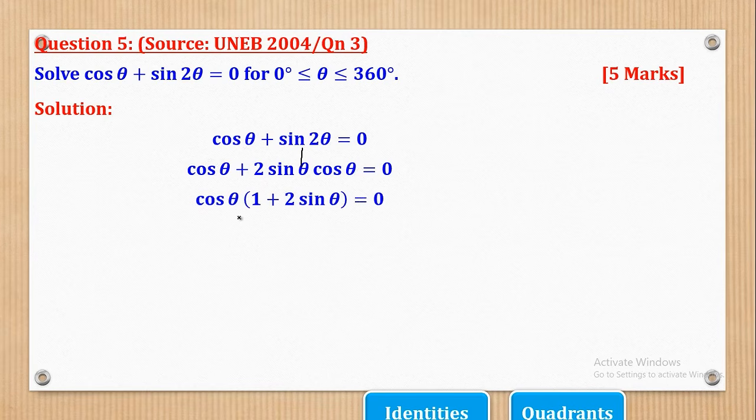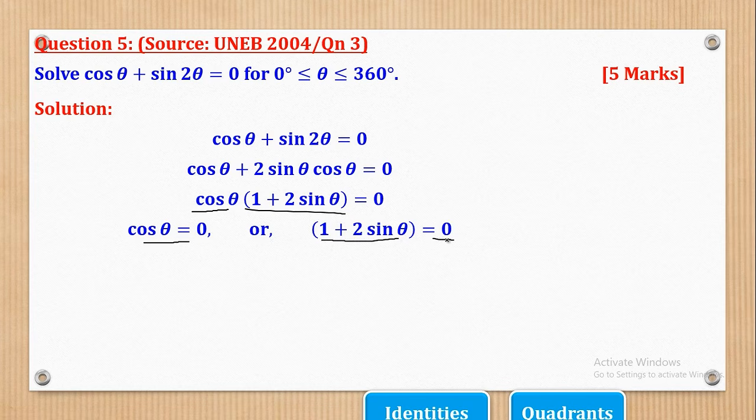The next is to factorize. So here at this step, that is where most students get it wrong. What most students do, they will just cancel this with this since it is equal to 0, but that is not okay. So here we don't divide throughout by cos theta, we have to only and only factorize. So when we factorize out cos theta, we shall come up with this. So either cos theta is 0 or 1 plus 2 sine theta is equal to 0.